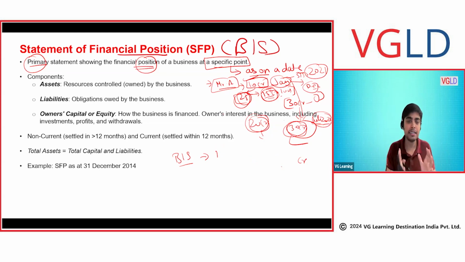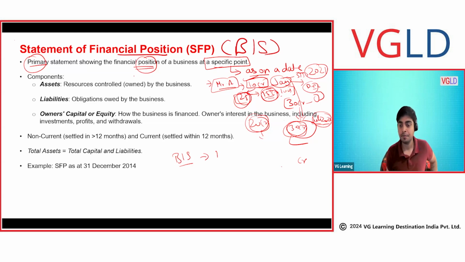First of all, tell me, is this point clear about the balance sheet? That the balance sheet shows a position, not a movement, right? Anybody who's confused about this, you have to be crystal clear. I would admit that I was at my intermediate level when I was doing chartered accountancy, and then I realized that the balance sheet shows a position, not a movement.